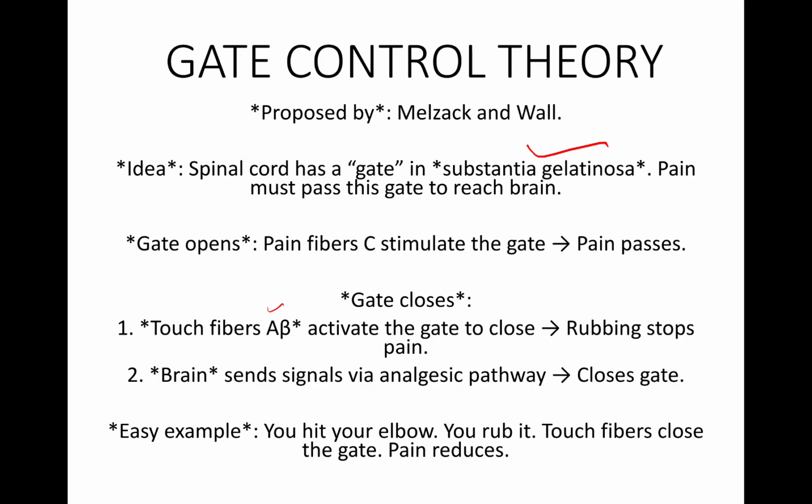The brain sends signals via the analgesia pathway and closes the gate. There are two ways the gate closes. First one is rubbing, the normal way. Next is the brain sending the signal via the analgesia pathway that we have seen, and it closes the gate from the spinal cord itself. Now, an easy example: you hit your elbow, you rub it, and the touch fibers close the gate. Pain reduces automatically. Okay, that is due to the touch fibers.